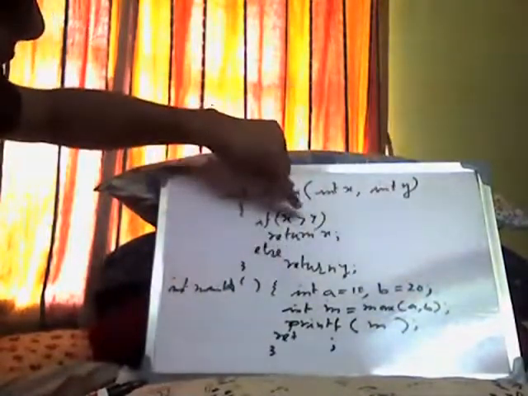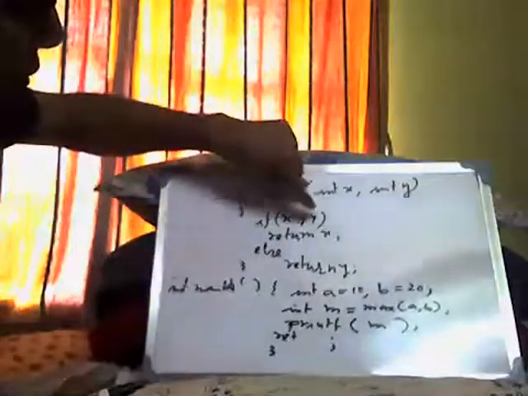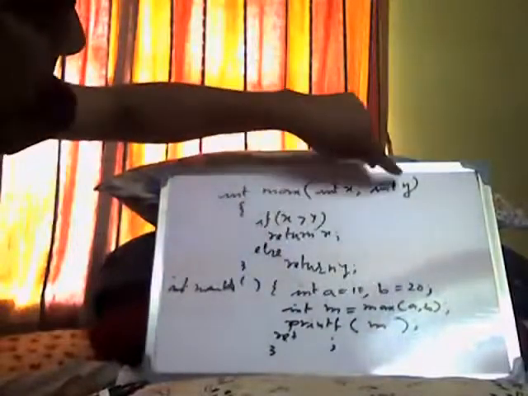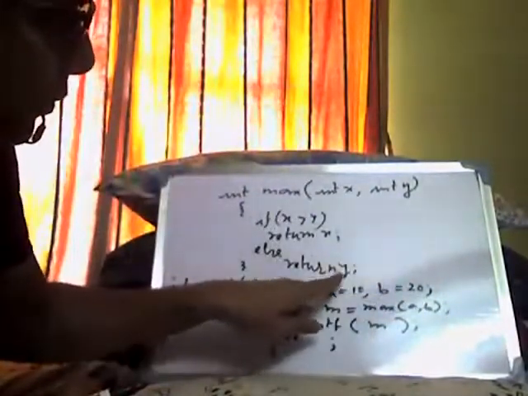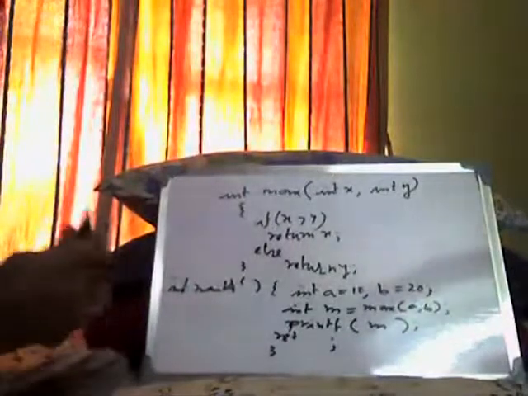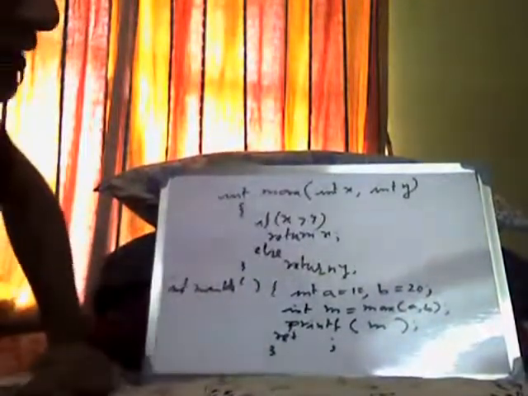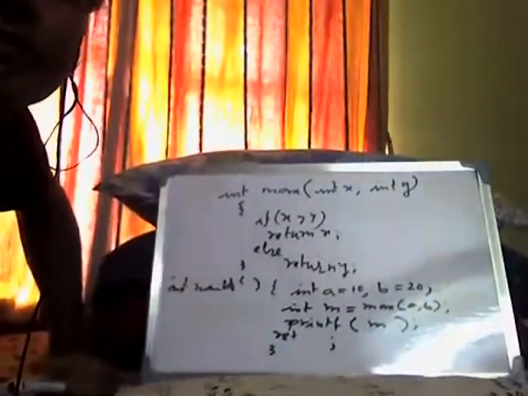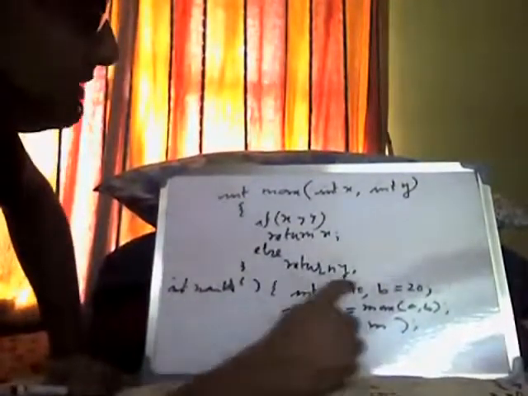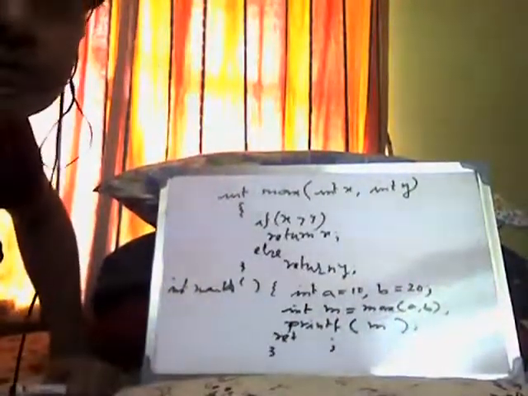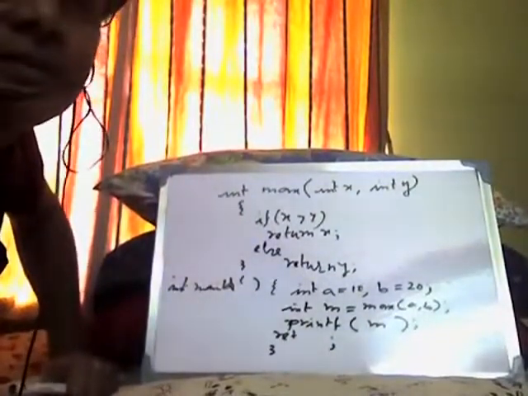Now do the comparison here. 10 greater than 20, no. So the return value will be y. Max will return the value y, that means 20, and it will be stored in m. Now you can do the printf statement and you can get the maximum value. This is the code of a calling function. This is the code of a function, right? Now these are called the actual parameters, and these two are called the formal parameters, right? This is a simple example like this.